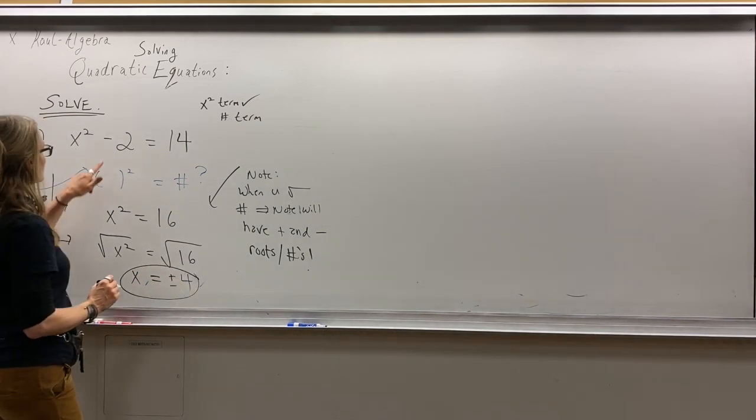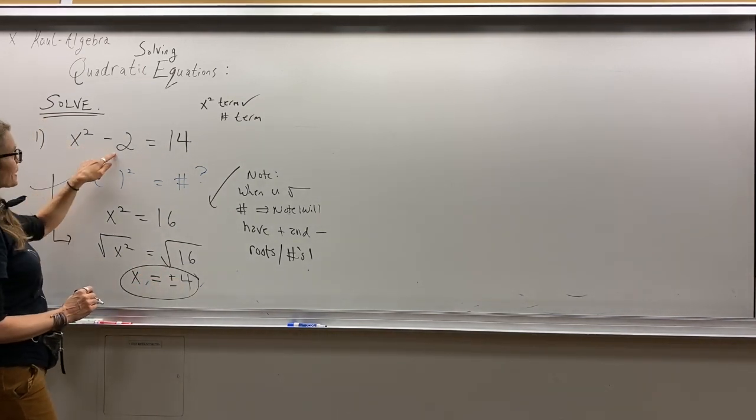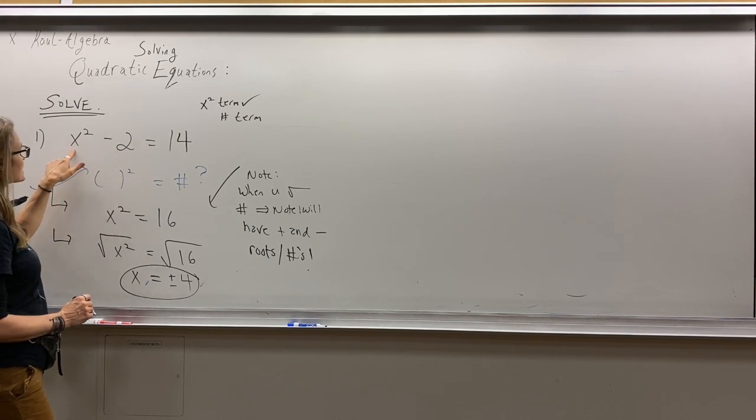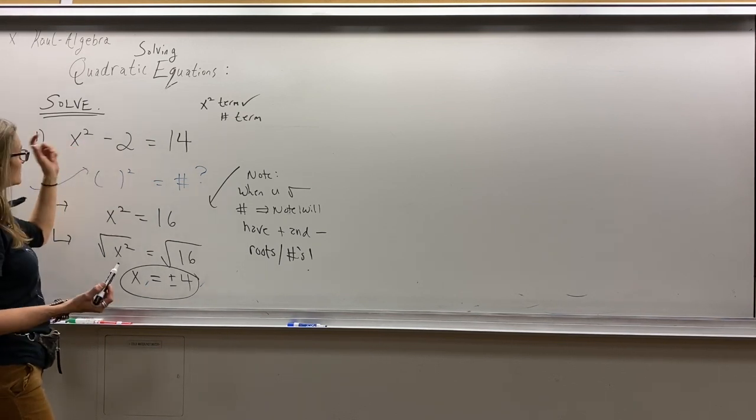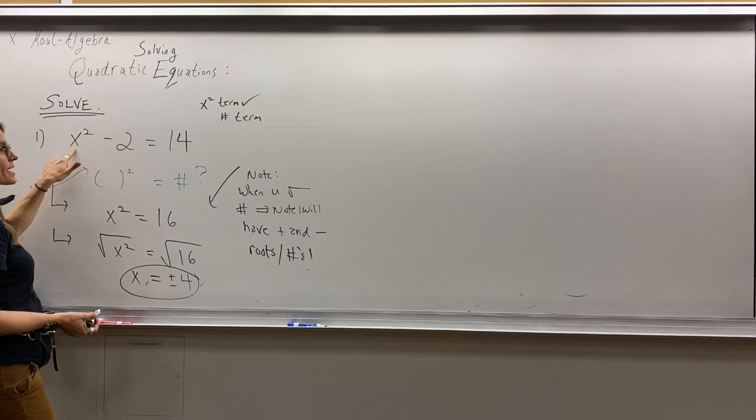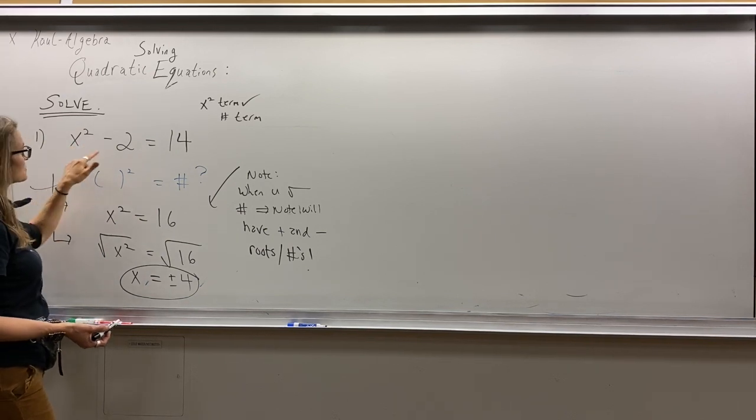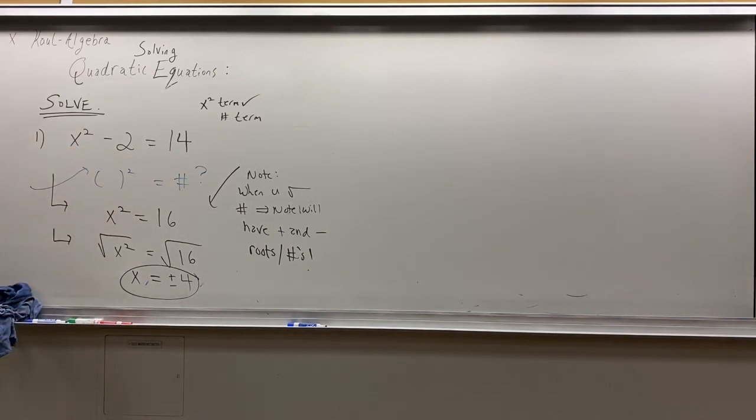If you check, we know it works. So 4 squared minus 2 is 16 minus 2, which is 14, and that works. And negative 4 squared minus 2, which is 16 minus 2, is also 14, and that works.